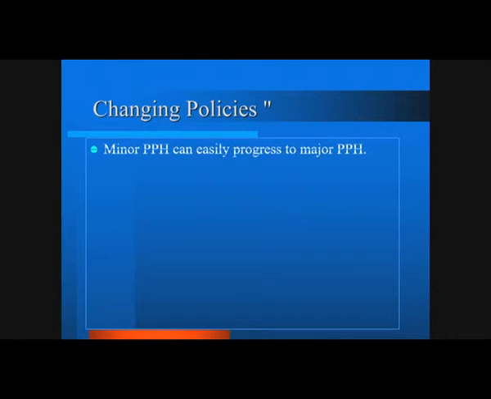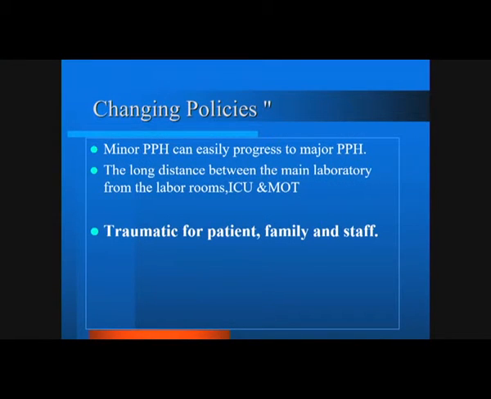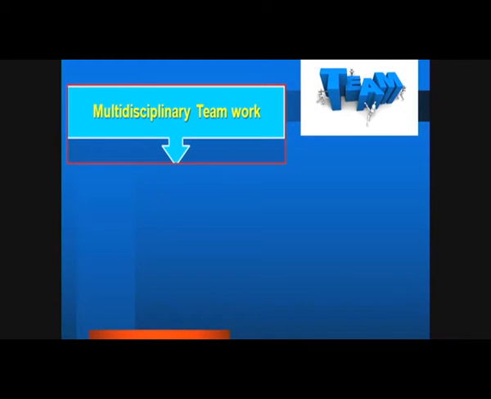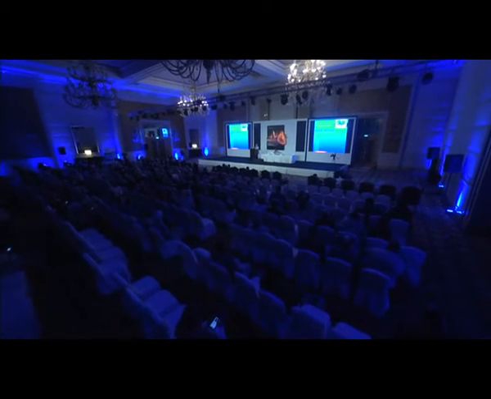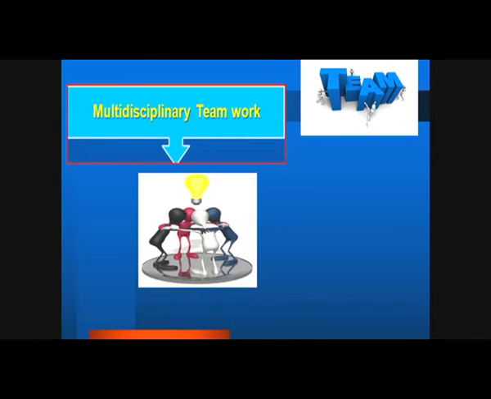So we need to change the policy, because we want to prevent minor PPH from going into a very severe one that jeopardizes the patient's life. In our maternity hospital, we needed to review because our lab was quite far away from the MOT and ICU. The whole process is not only traumatic to the patients and family, but also traumatic to us. So if you want to change, you need to predict. You need to know which patient to take care of, or stratify them, and then prepare yourself in a way that you can offer the best help and handle the problem properly. So this was our guide, where we started our multidisciplinary team, the aim of which is to gather everyone together and reach a successful and proper management for the patient.